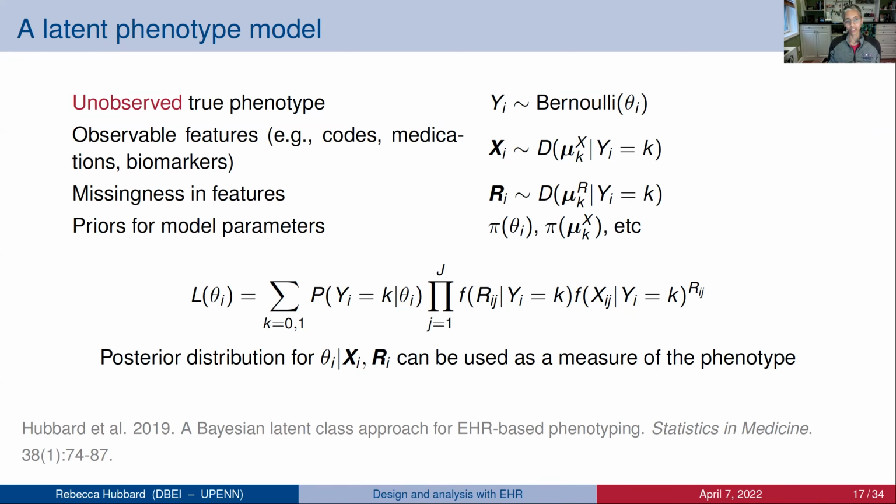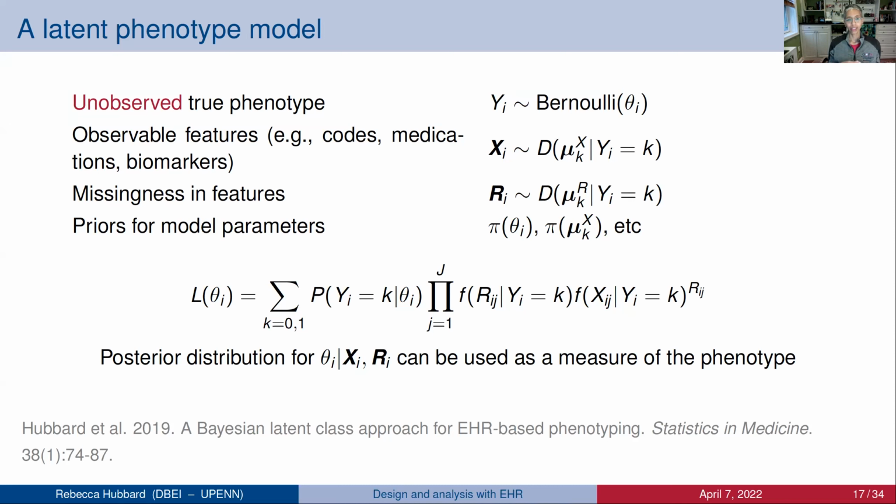And here I'm going to denote that Y and assume that it follows a Bernoulli distribution where each patient has their own patient-specific probability of having the phenotype, theta_i. So theta is the thing that we really care about. That's the individual patient's probability of having the condition of interest. We don't observe the true phenotype itself, but we do observe a whole bunch of features related to that phenotype.